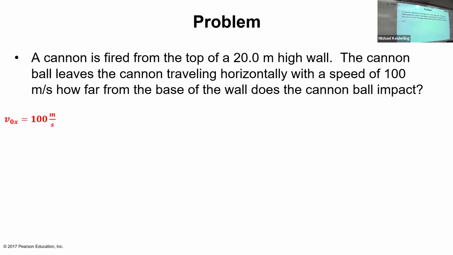So our initial velocity in the x direction is 100 meters per second. Our initial velocity in the y direction is 0 meters per second. Our initial position in the x direction is 0 meters. Our initial position in the y direction is the height, which is 20 meters. g is 9.81 meters per second squared. Our final position in the y direction is 0. We're looking for our position in x.